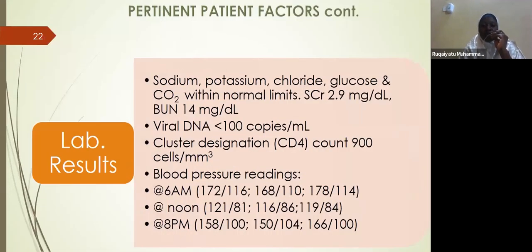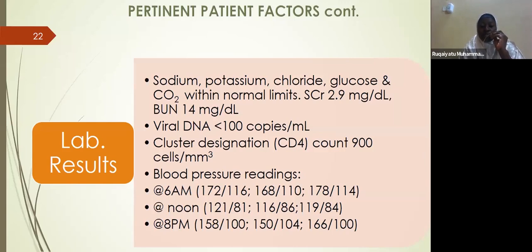So for his lab results, the remarkable level is for serum creatinine, 2.9. Of course, we've already seen that he has renal dysfunction, so it can be expected to see a slight increase in his serum creatinine. His viral DNA is less than 100 copies per mil. His CD4 count is 900 cells, which is good.